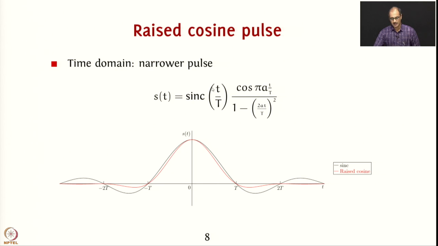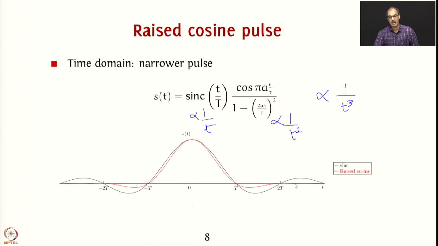So a sync is actually sine pi t upon T by pi t upon T, so the sync is essentially proportional to 1 upon t. And for large t, the denominator term is proportional to 1 upon t square. So this is effectively proportional to 1 upon t cube for large enough t. And what does this mean? When you look farther and farther away, the amplitude is going to be much lower than that of a sync. So if you look carefully at this red curve, you can clearly see that when compared to the sync, the raised cosine dies much faster.